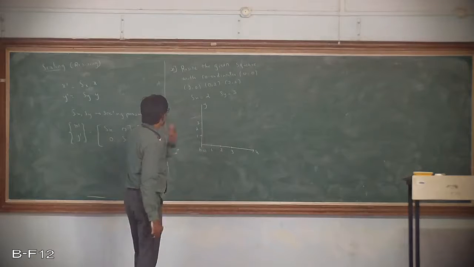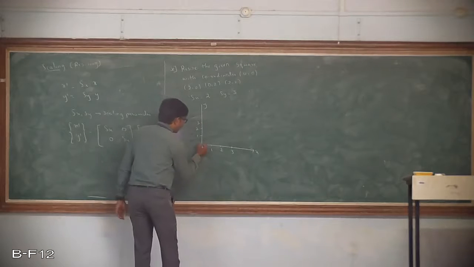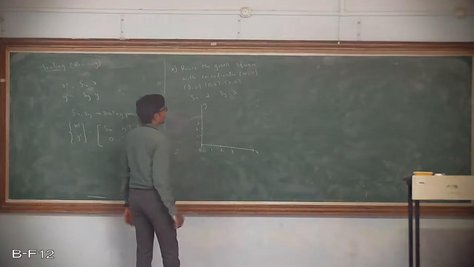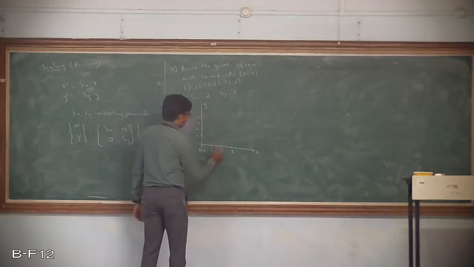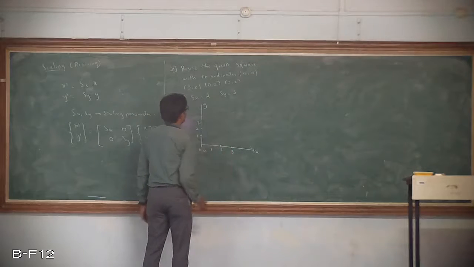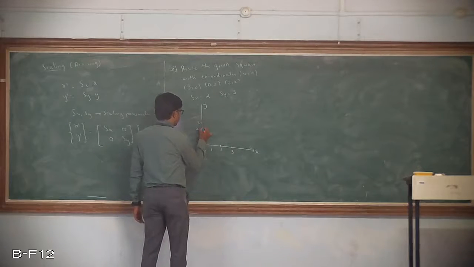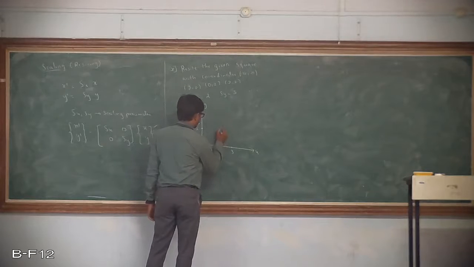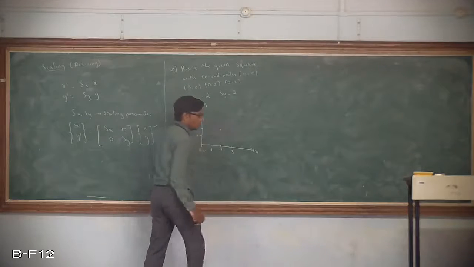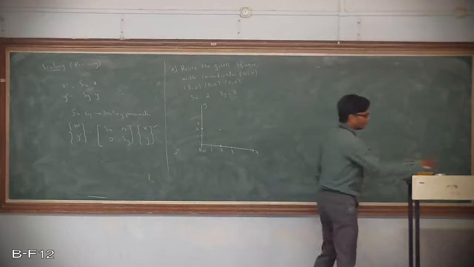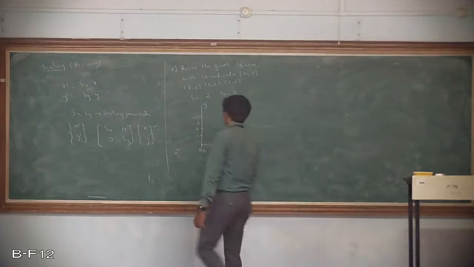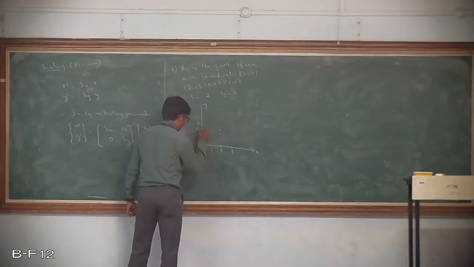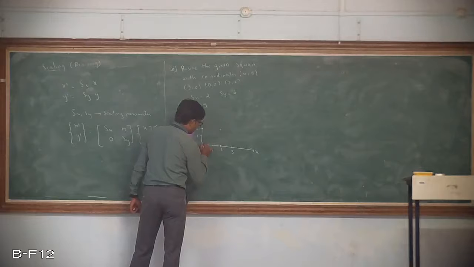Okay, so the first coordinate is 0, 0, so I'll write it here. Next is 2, 0, I'll write it here. Next is 0, 2, I'll point it out. Next is 2, 2, so this will be coming here. So if I draw this, this is the original square object. This is the original square object.